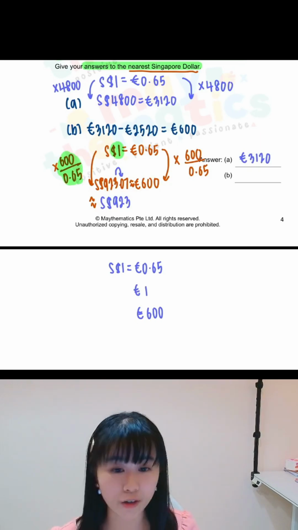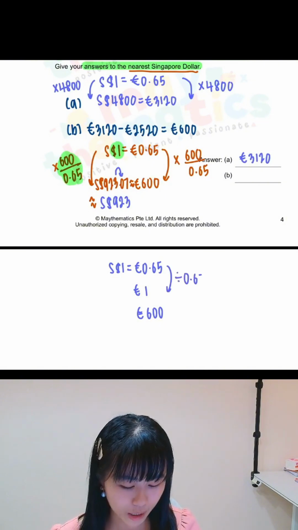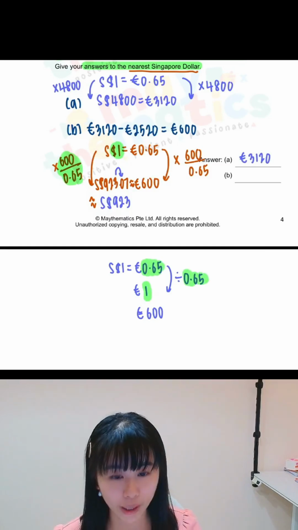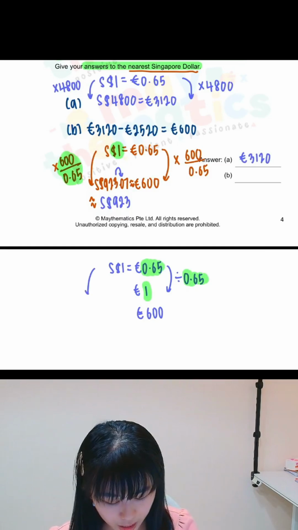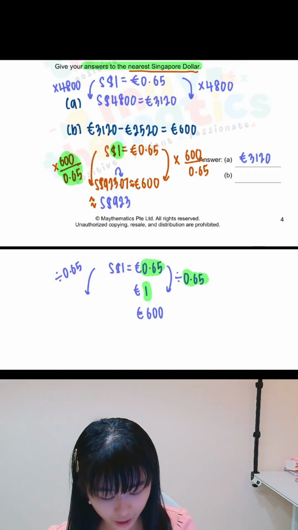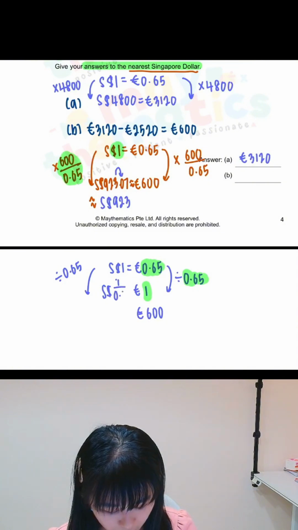You change it to 1 first. So how do you change to 1? You always take the same number divided by the same number, and it always gives you back 1. So you take 0.65 divided by 0.65, which will give you back 1. When you divide by 0.65, you are actually taking 1 divided by 0.65. So on this side you are getting 1 over 0.65.